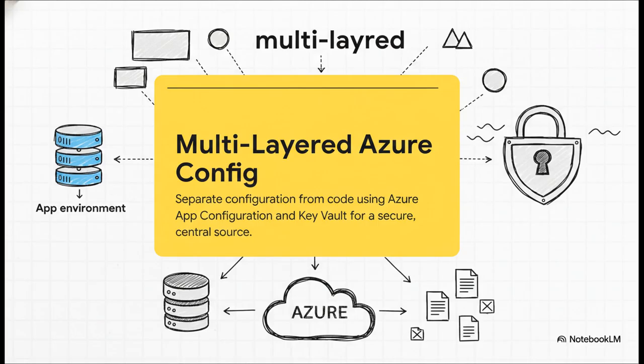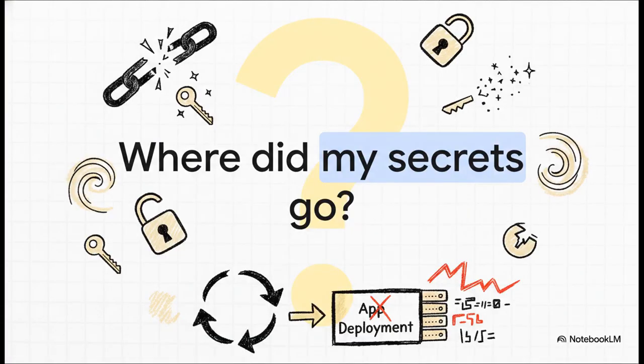You need to adopt a robust, multi-layered configuration strategy. By using tools like Azure App Configuration and Azure Key Vault, you create one central, secure source of truth for all your settings. That way, your app always knows where to look, no matter what environment it's in. And that leads us perfectly into our next pitfall, vanishing secrets.